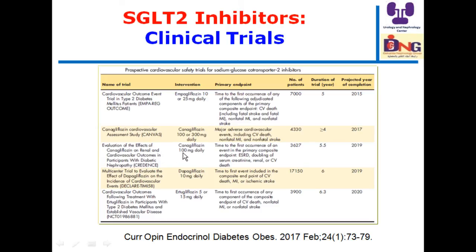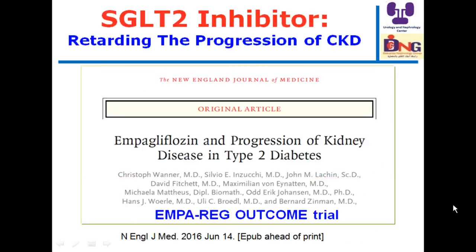Canagliflozin study here, this is CANVAS-R, and the dapagliflozin study addressing cardiovascular outcomes, including 17,000 patients. This is a very large study, and we are expecting to find the results within 2019, and other studies. So this table summarizes the list of landmark trials using this drug.